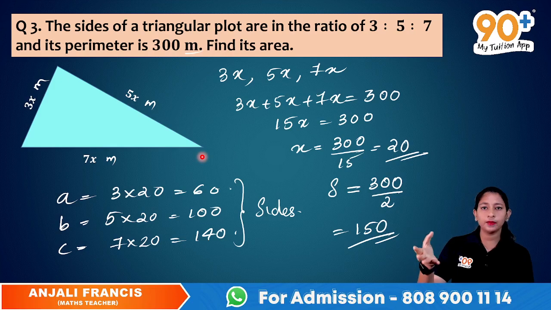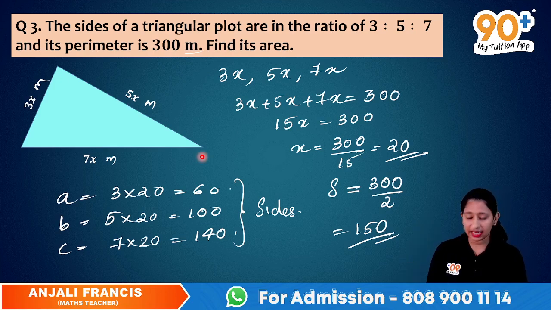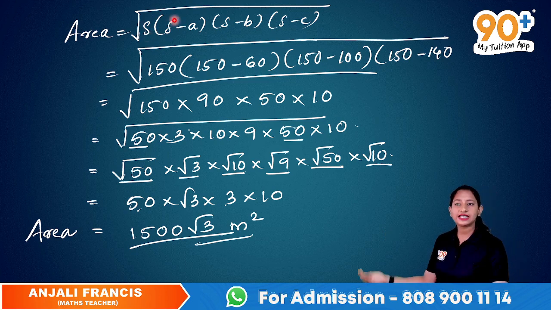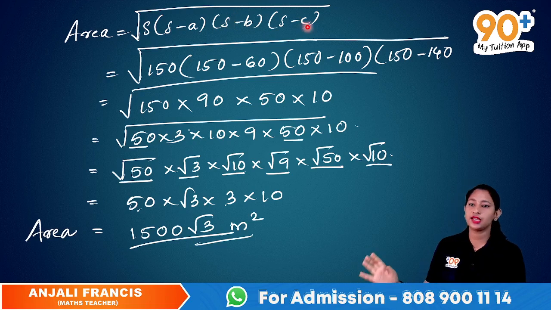And in the next step we are finding the semi perimeter. എന്താണ് നമ്മൾ ചെയ്യുന്നത്? Semi perimeter. So S is equal to 300 by 2 which is equal to 150. Okay ആണല്ലോ? അപ്പോൾ നമുക്ക് semi perimeter കിട്ടി, sides കിട്ടി. Then we are just using our equation area is equal to root of S into S minus A into S minus B into S minus C.